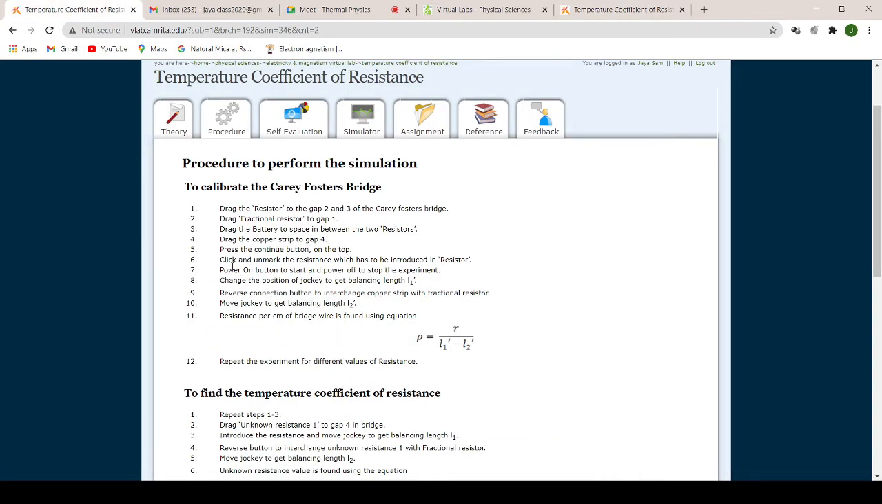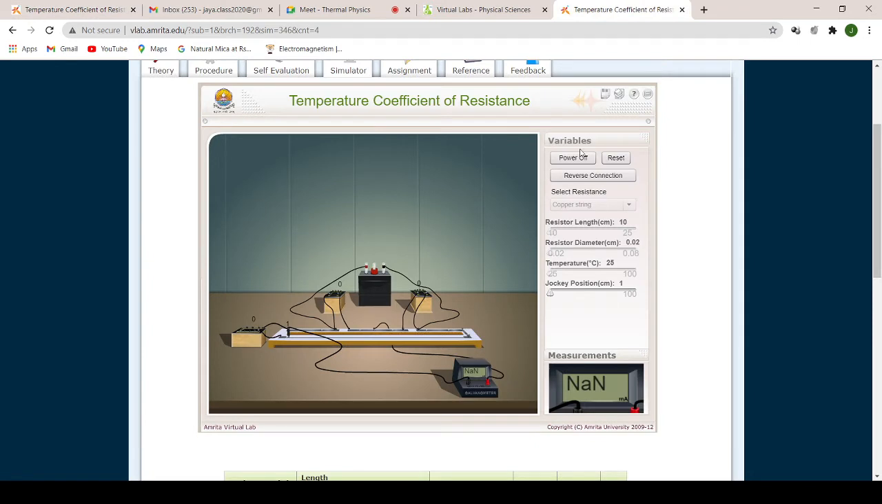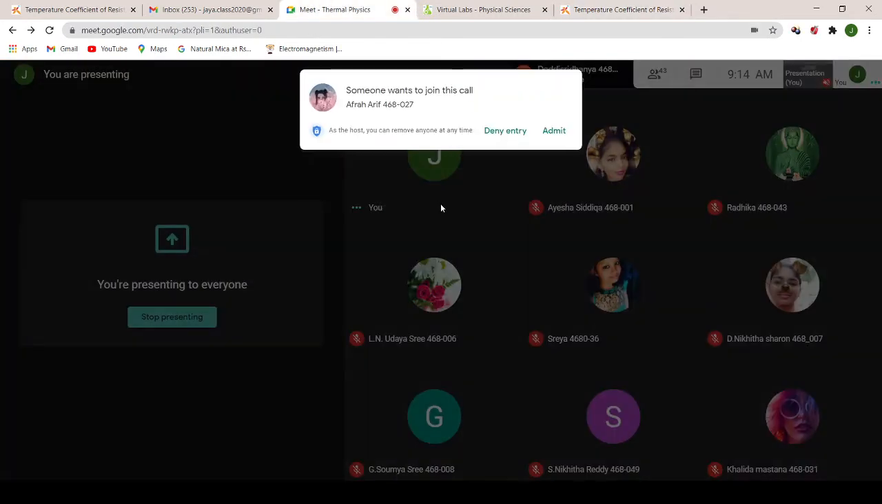Okay. Now click and unmark the resistance which has to be introduced in the resistor. So for both the resistor as well as the fractional resistor, you can click on it and set the resistance that you are going to offer. Okay, so let us go back and let us put the power off and do this setting. So when you click on this, this is what is going to appear. Okay, so this is not the fractional, one second.